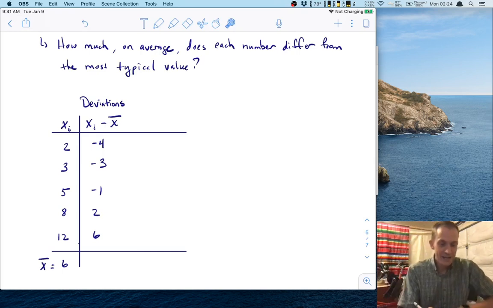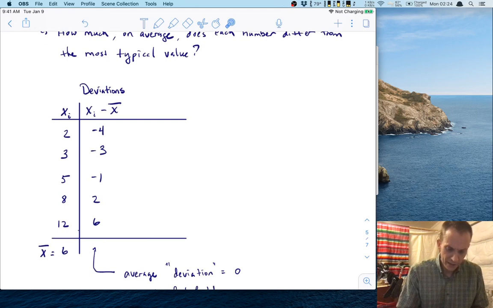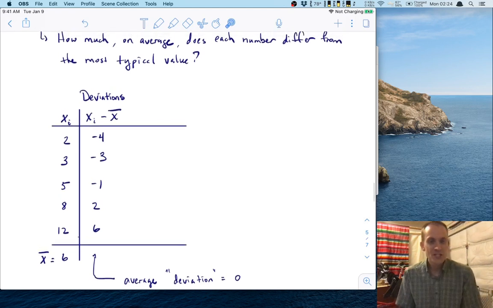That's pretty exciting. So if we add these up, taking into account the negatives and the positives will cancel. Let's see, negative 4, negative 3, and negative 1, that's a negative 8. And then 2 and 6, that's an 8. So I add negative 8 and 8, and I get a strange thing. I get an average deviation of 0. If you need to, pause the video and check that again. Add those deviations up and divide by 5. You're going to get 0.